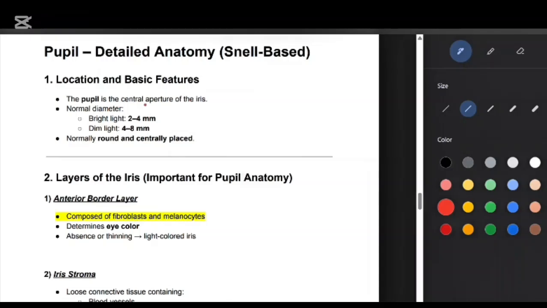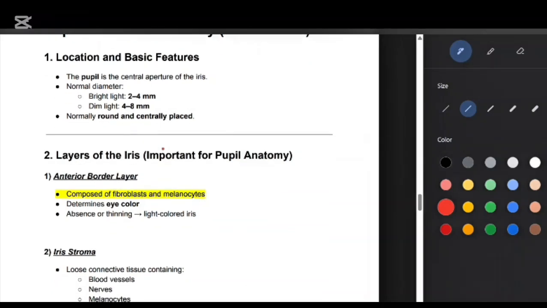The pupil is the central aperture of the iris, and its normal diameter in bright light is 2 to 4 millimeters, and in dim light it is 4 to 8 millimeters. Now, the pupil is normally round and centrally placed, and if it is not round or is irregular in shape, or it is not centrally placed, then that is a sign of pathology.